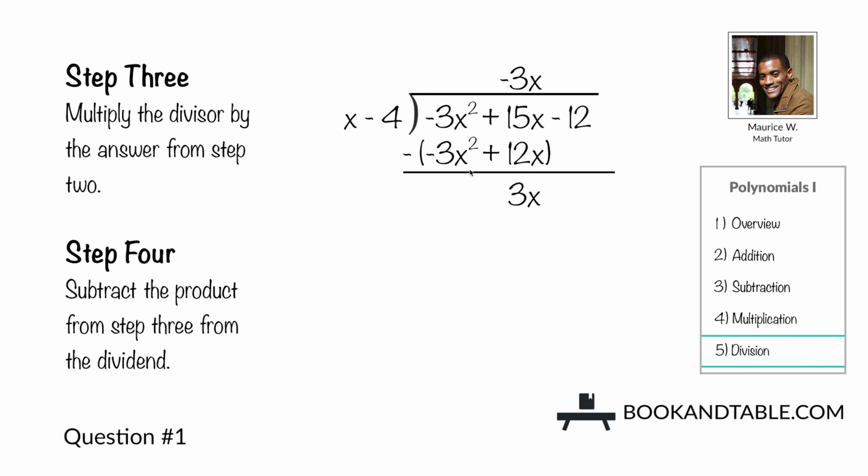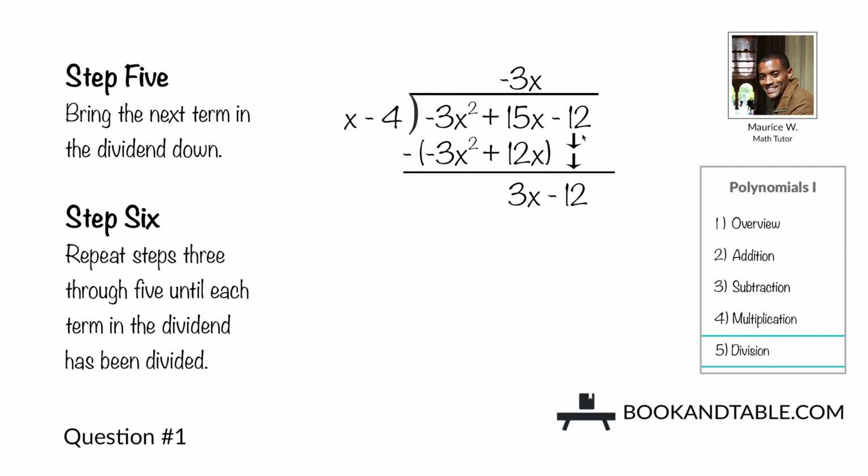And now we want to subtract this product from the dividend. So that gives us negative 3x squared minus negative 3x squared, which becomes plus 3x squared. So they cancel each other out. And we have 15x minus 12x, which gives us 3x. And now we'll bring the next term in the dividend down. So we'll bring down negative 12, giving us 3x minus 12.